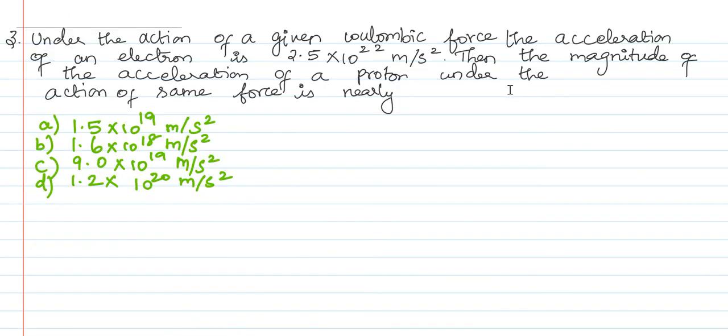Now let us see the third problem. You can see here, under the action of a given coulombic force, the acceleration of an electron is 2.5 into 10 to the power of 22 meter per second square. Then what is the magnitude of the acceleration of a proton under the action of the same force? So I need to work with these very few hints given in the question. Let us see how we are going to proceed ahead.